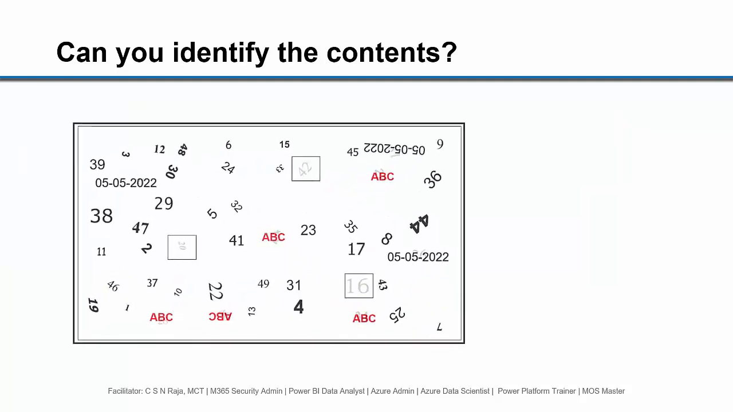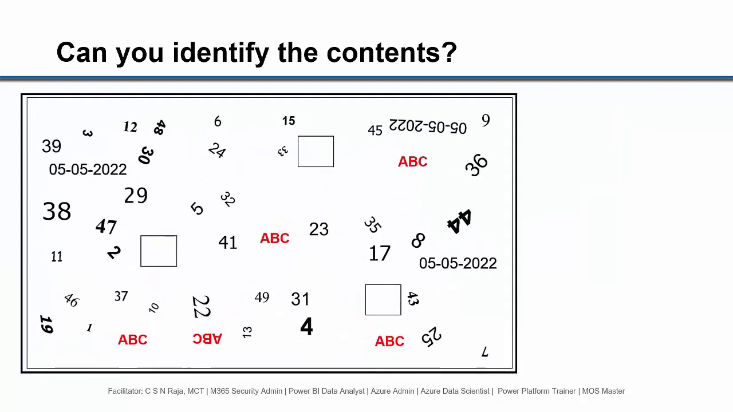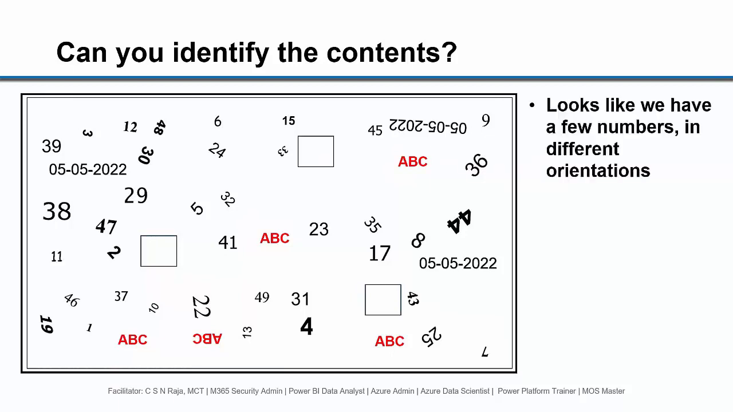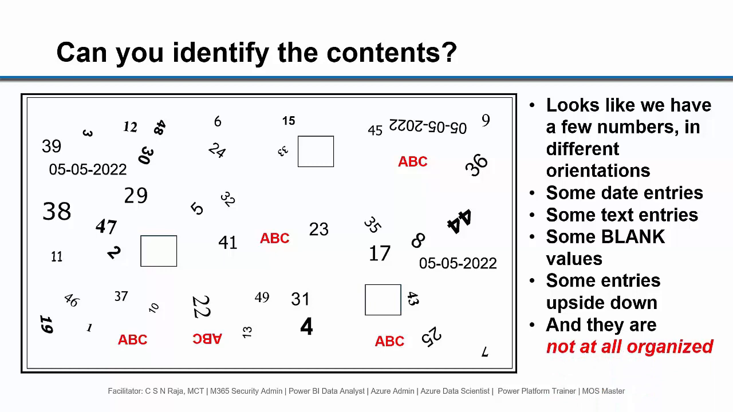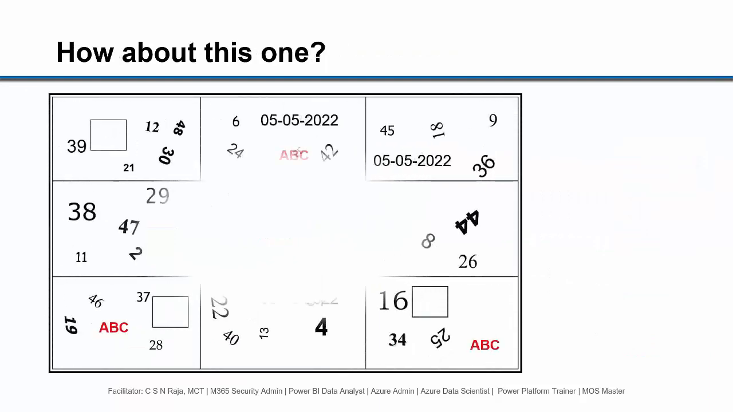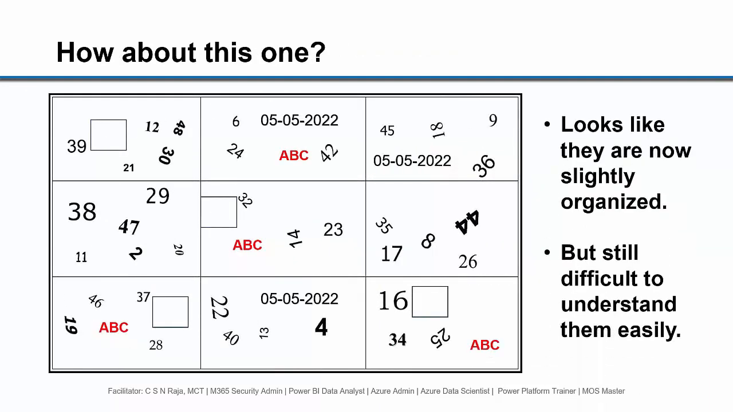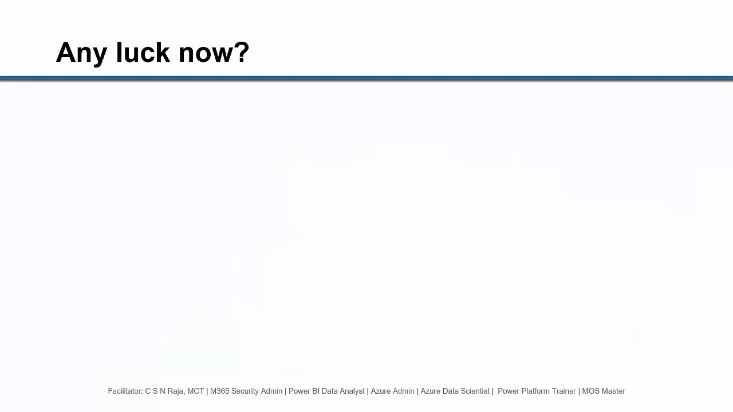Okay. Have a look into this image and do let me know if you can identify the contents easily. Looks like we have a few numbers in different orientations, some date entries, some text entries, some blank values, some entries upside down. Oh my God. And they are not at all organized. All right. How about this one? Looks like they are now slightly organized, but still difficult to understand them easily. Okay. Any luck now?